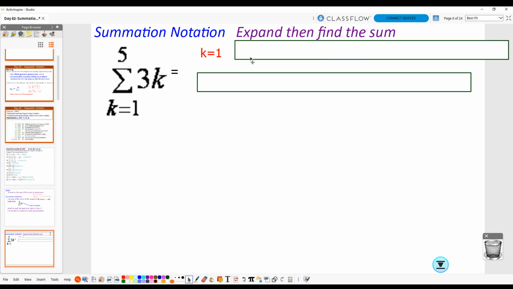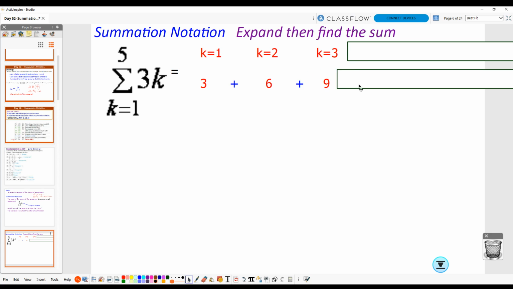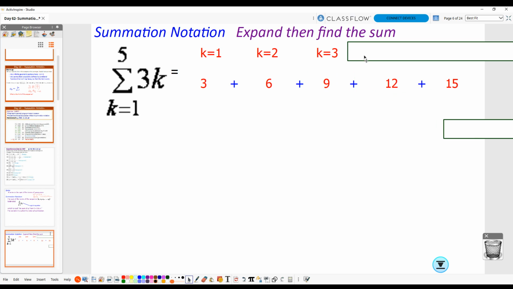Well, when K is 1, put in 1 for K, and that's 3 times 1 is 3. This sigma means add, so I'm going to put in a plus. Did my index, does 1 equal 5? No, so you need to keep going. Now when K is 2, 3 times 2, does 2 equal that top number of 5? No, keep going, kick it up one more. K is 3, and keep going until we have 4.